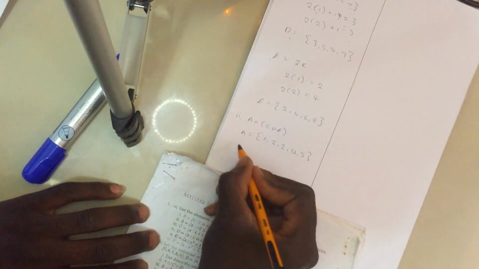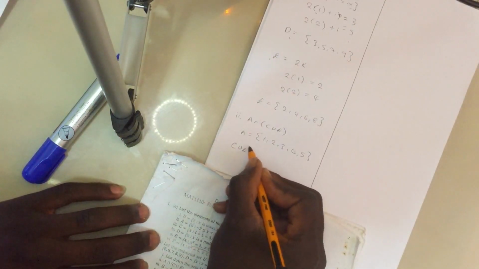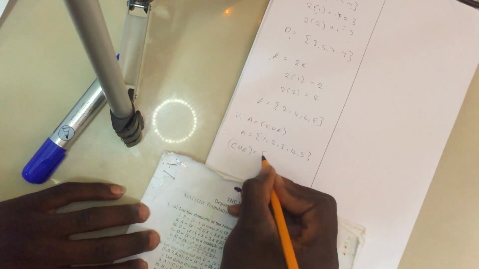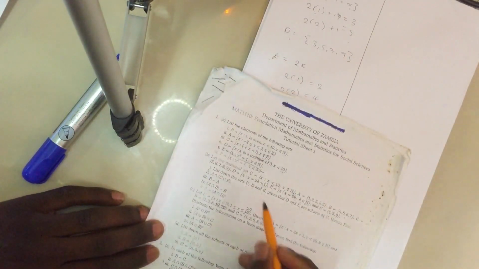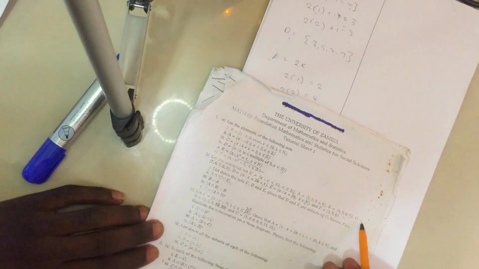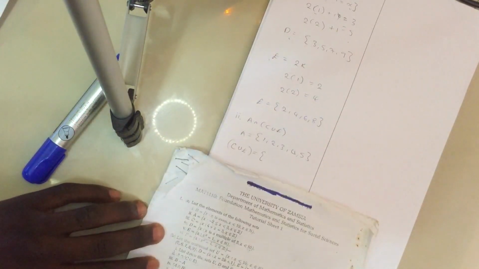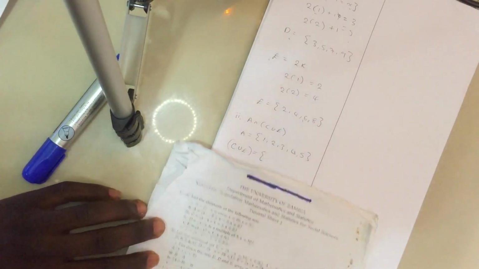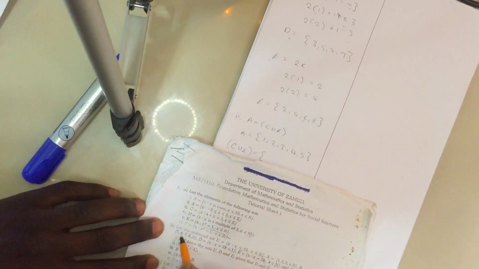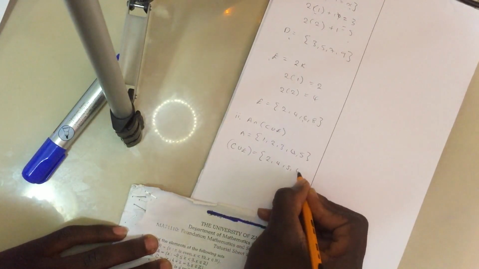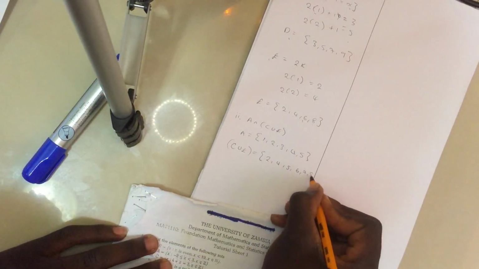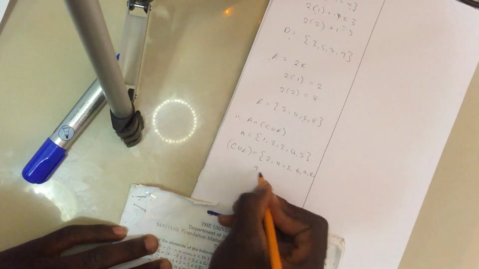Then we're going to list down our C union E set. We're going to take this as a whole. So set C union E is going to be a combination of all the elements in set C and all the elements in set E. We've already found our elements in set E, which are these here, and our elements in set C are 5, 6, 7, 8, and 9. To put those together, we're going to have 2, 4, 5, 6, 7, 8, and 9.